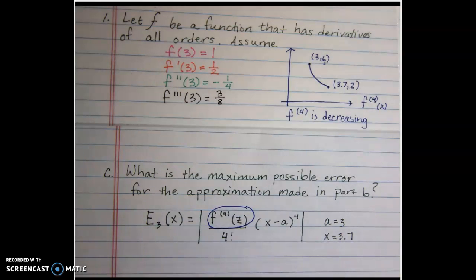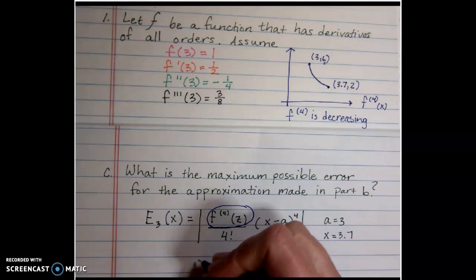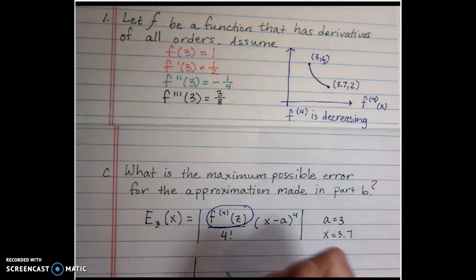If I fill that into my error formula, I'm going to use a 6 for that fourth derivative. Notice how I don't really care what z is. I really care what the fourth derivative is. What's the biggest fourth derivative? I could have filled in a 3, but really what I want to know is how big I can make that fourth derivative, and the biggest I can make it is 6.